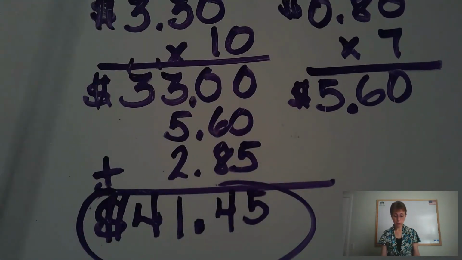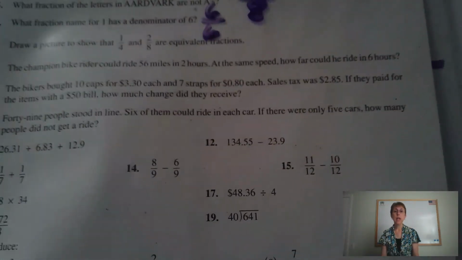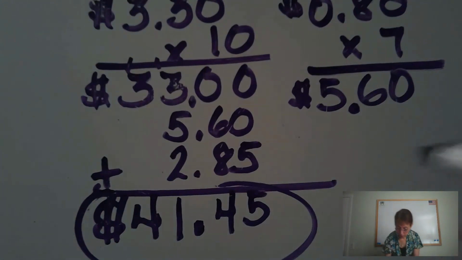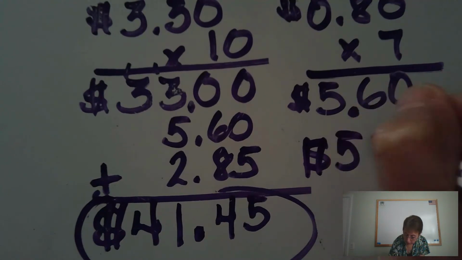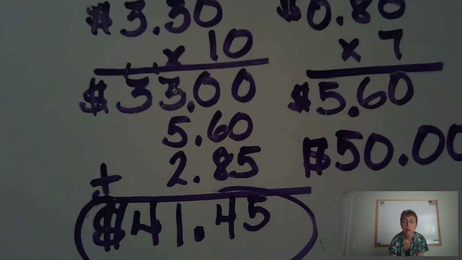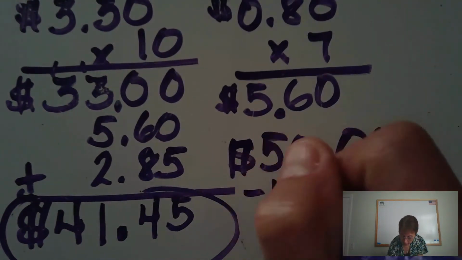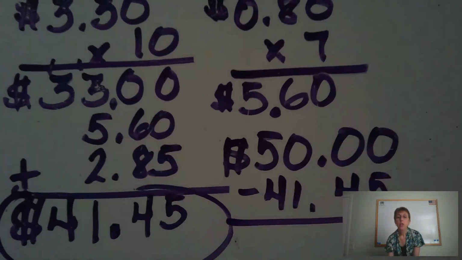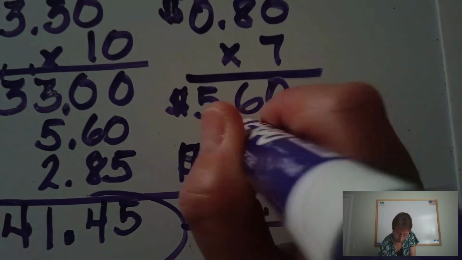We do not have the answer for the question yet, because remember, the final question was, if they paid for the items with a $50 bill, how much change did they receive? Well, they spent $41.45. They're paying with a $50 bill. So now you have to say $50 minus that $41.45. Okay, you have all the zeros, so you're going to have to come all the way over here to the 5 to trade.